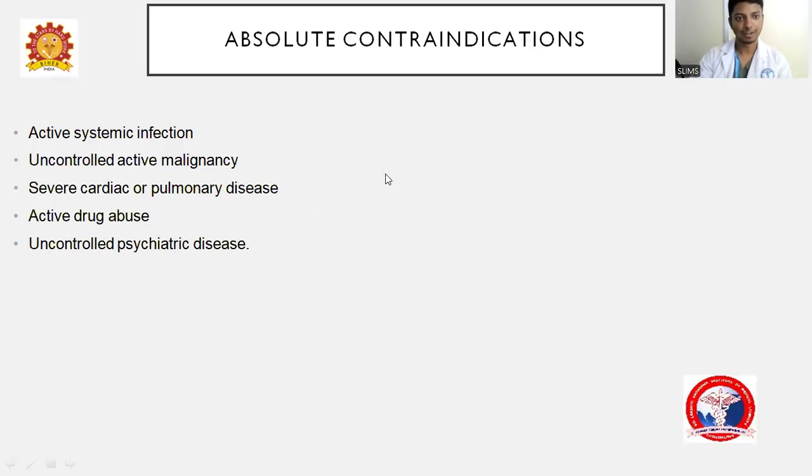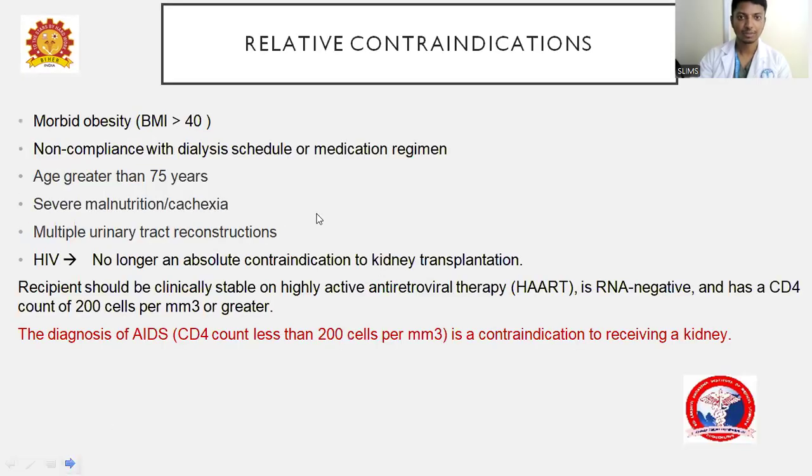What are the absolute contraindications? These can be anything varying from active systemic infection, uncontrolled active malignancy, severe cardiac or pulmonary disease, active drug abuse, or any uncontrolled psychiatric diseases. What are the relative contraindications? This can be morbid obesity, BMI more than or equal to 40, non-compliance with dialysis schedule or medication regimen, age greater than 75 years, severe malnutrition, cachexia, and multiple urinary tract reconstructions.